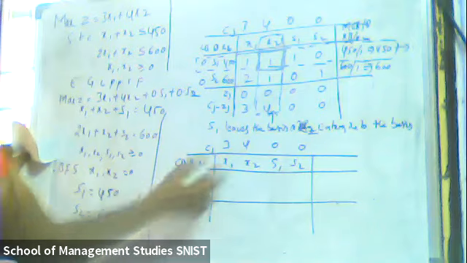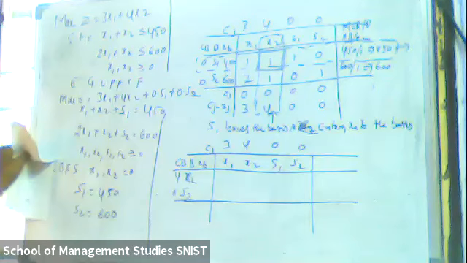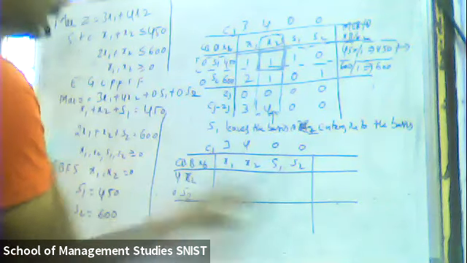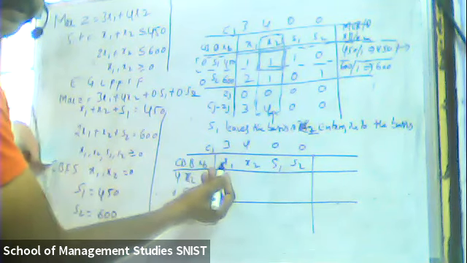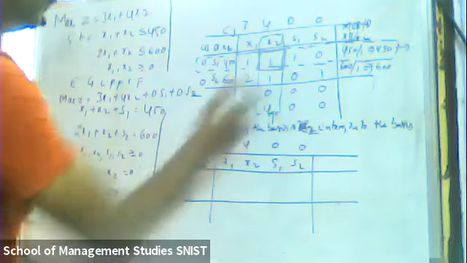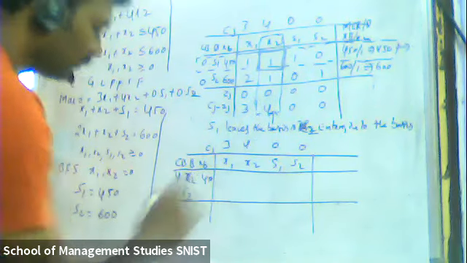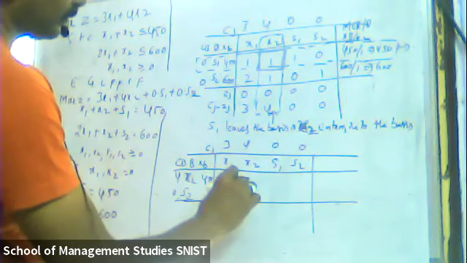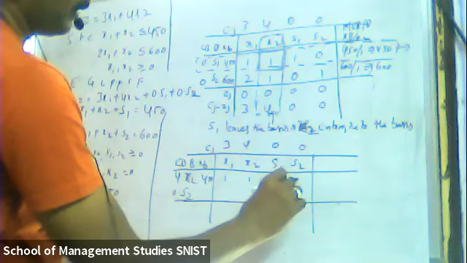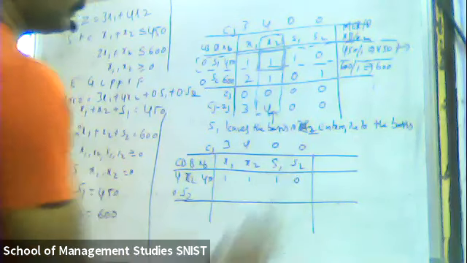So X2 coefficient is 4. What about S2 coefficient? 0. So now we need to find out this first one, R1 new. R1 new equals R1 old divided by key element. 450 divided by 1 is 450. 1 divided by 1 is 1. 1 divided by 1 is 1. 0 divided by 1 is 0.